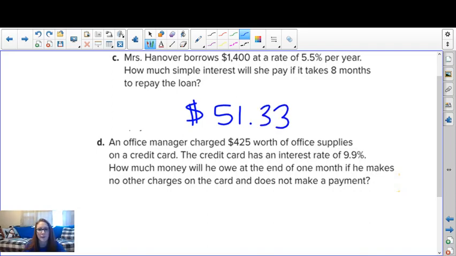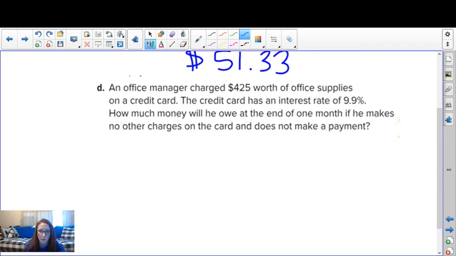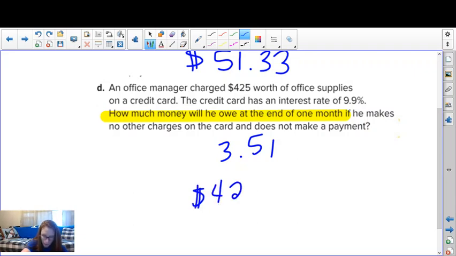All right, Mrs. Hanover ends up paying an additional $51.33. And the office manager pays an additional $3.51, but this is the tricky part: it asks how much money he will owe at the end of the month. It doesn't say what his interest is. So that's actually $428.51.